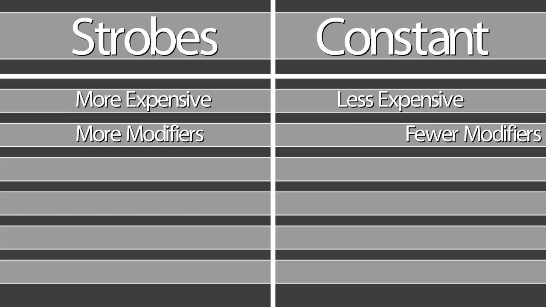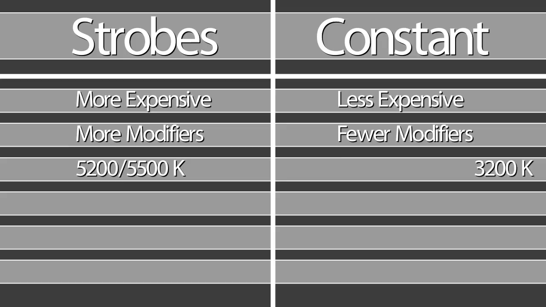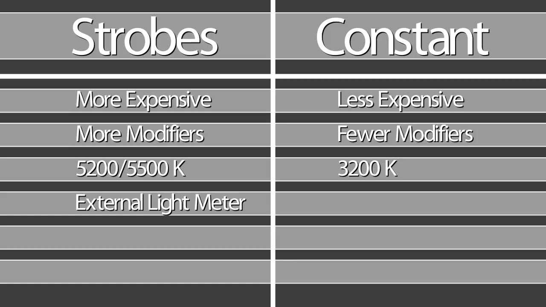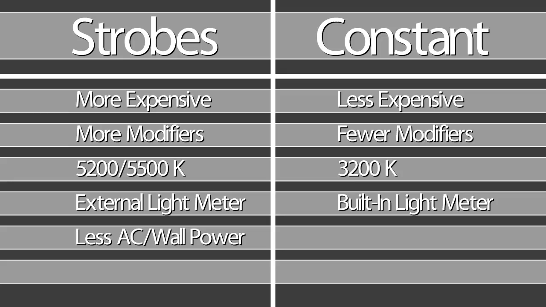The color temperature is usually different between those two. So a flash is usually around 5200 or 5500 degrees Kelvin, and constant lights are generally 3200 degrees Kelvin. With a strobe, you'll need some kind of light meter to understand how to adjust the light. With a constant light, you can use the built-in light meter on your camera. With the strobe, you're going to need less air conditioning and less power from the wall outlet than you will with constant lights. Constant lights take more electricity, they heat up, and so you're going to have to cool down your studio, and that's going to cost you more money.